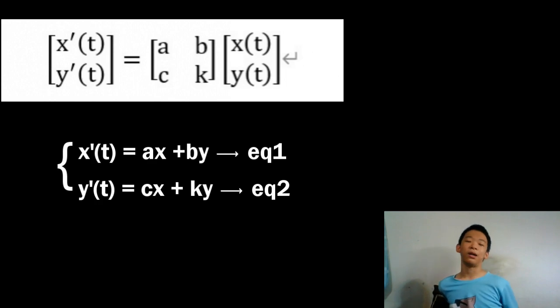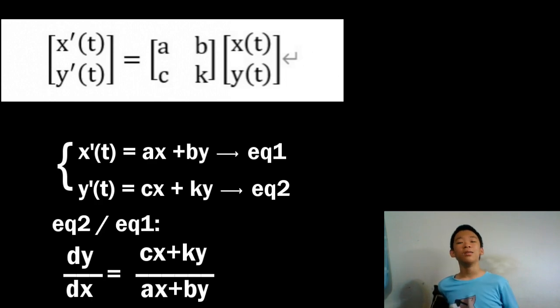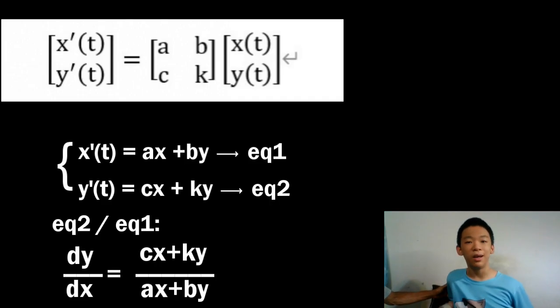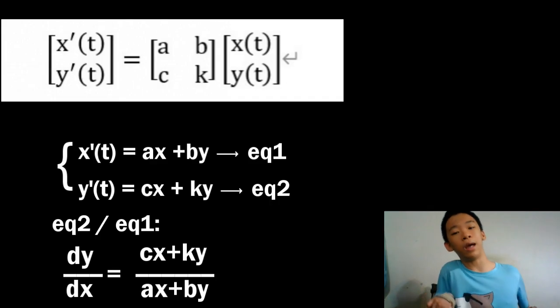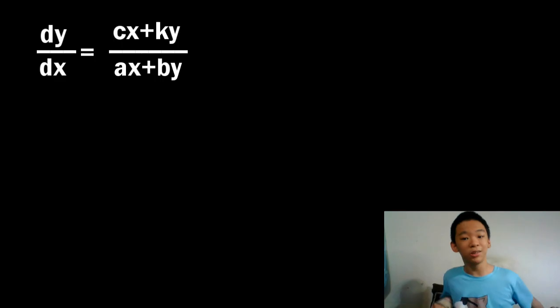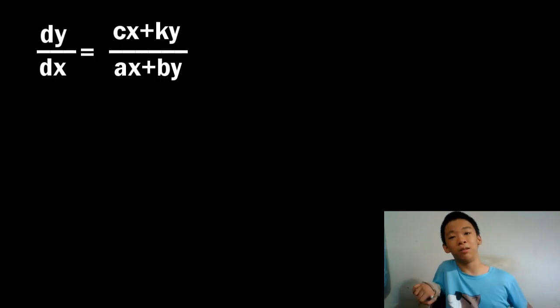Here comes the part that I find really interesting. Divide the two equations and you'll notice that this becomes an implicit derivative problem. dy over dx equals cx plus ky over ax plus by. Now, I confess, I haven't actually found a general solution for x of t and y of t. But what I can do is show you the case where the diagonals are both 0.